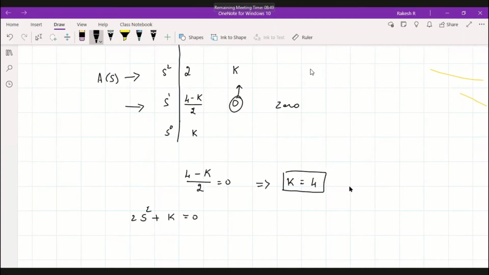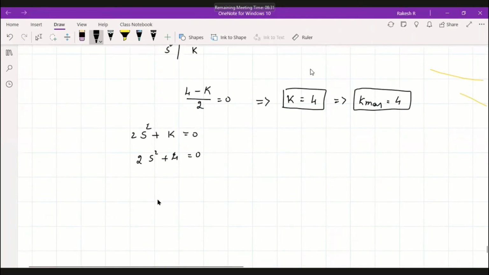So this is nothing but the k marginal. At k equals 4, the system becomes marginally stable. So 2s square plus 4 is equals to 0. What will be the value of s? S is equals to minus 2, plus or minus j root 2.